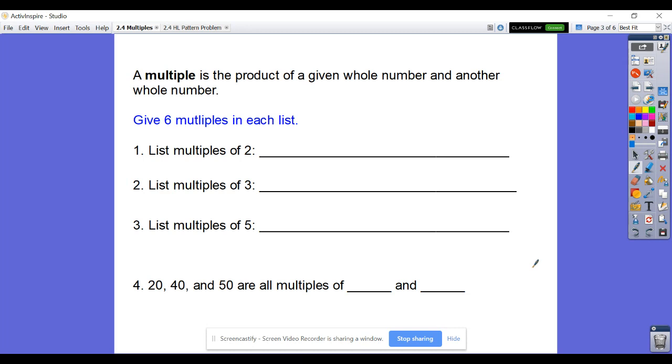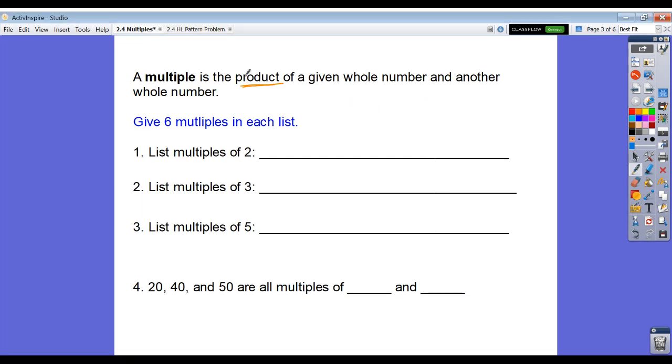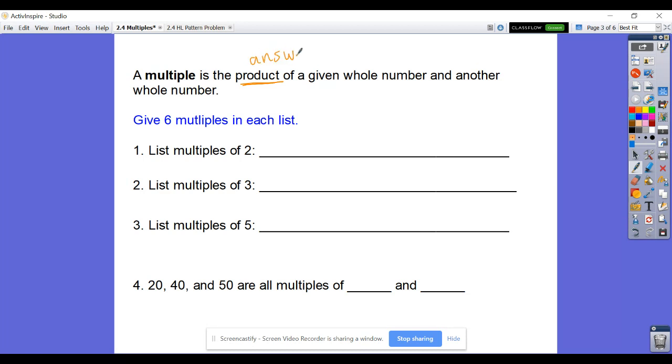Now, a multiple, this is not to be confused with a factor. A multiple is the product of a given whole number and another whole number. So remember, when we heard that word product, that meant the answer to a multiplication problem. One of the most common fourth grade mistakes is sometimes mixing up factors and multiples. But I know you're going to pay close attention to our multiple discussion today so that you don't fall into that trap. Let's practice. Give 6 multiples in each list.